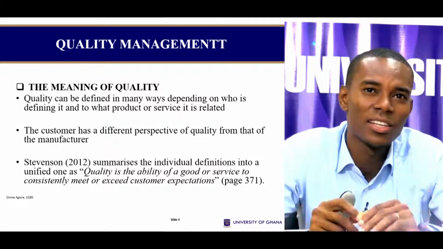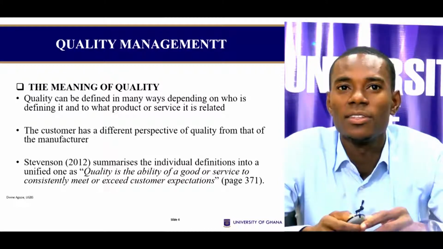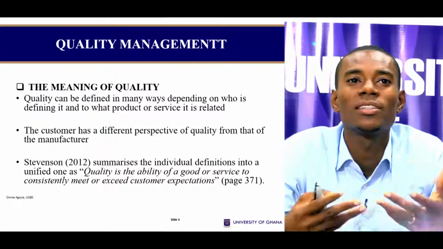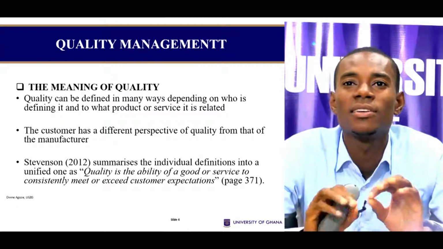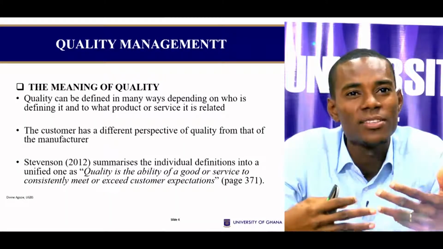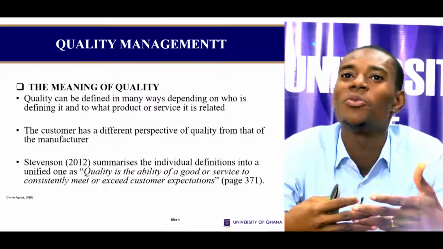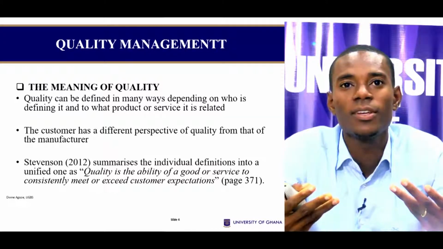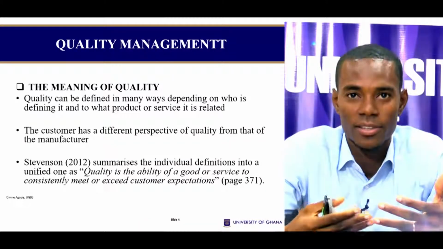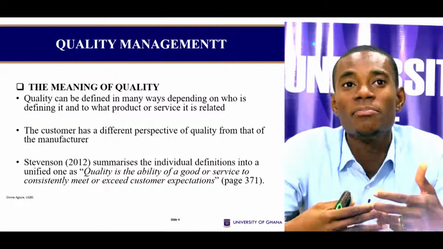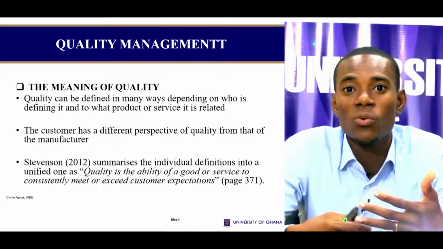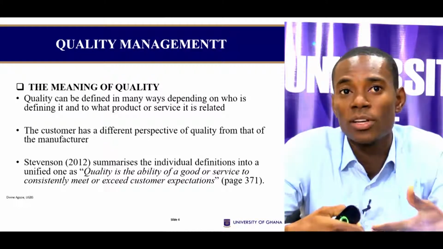But there's one definition that I really admire by Stevenson. He summarizes all the ideas of what quality is by saying that quality is the ability of a good or a service to consistently meet or exceed the expectations of customers. And so look at the words consistently meet or exceed. It means that quality is unending. What is quality today will not be quality tomorrow.